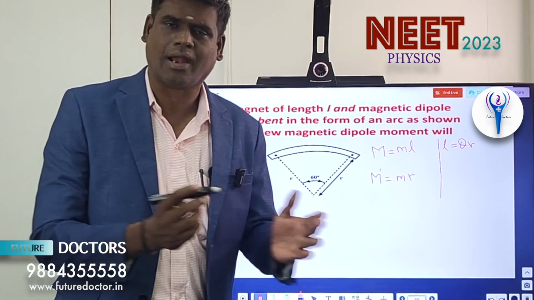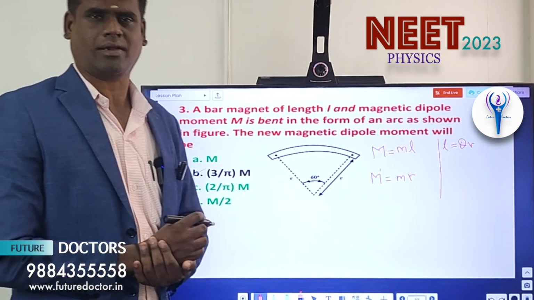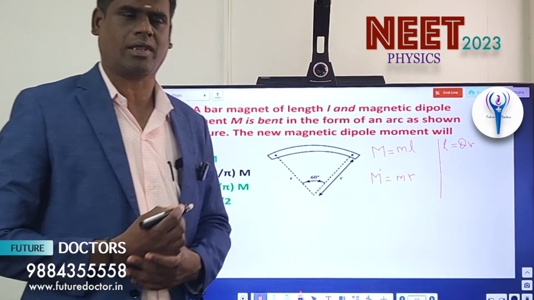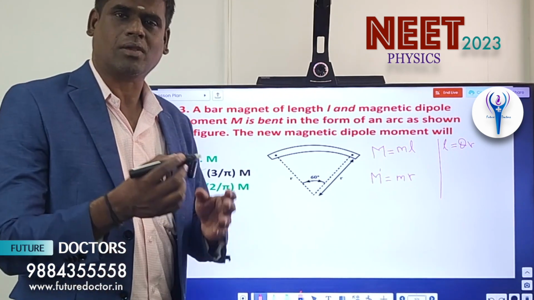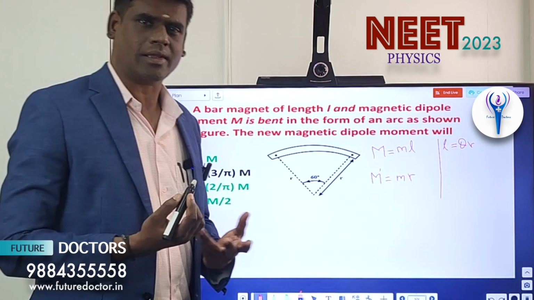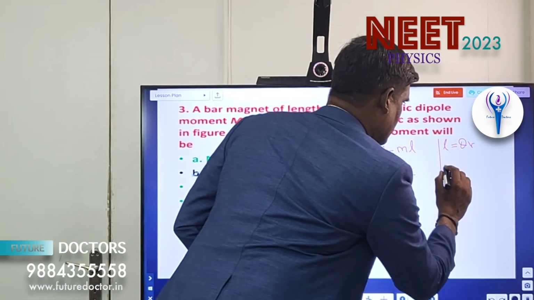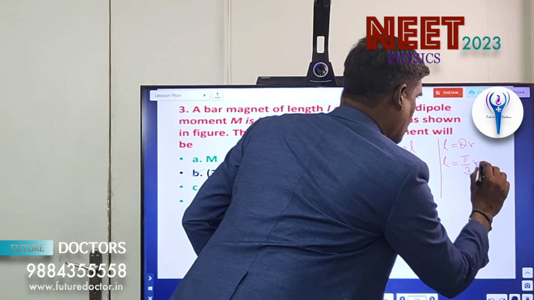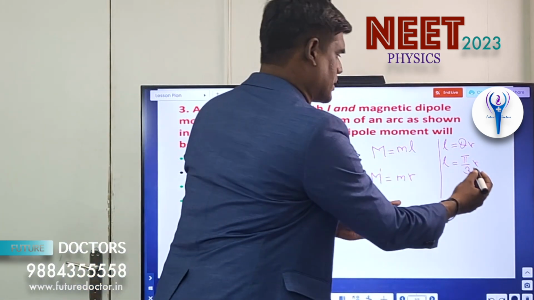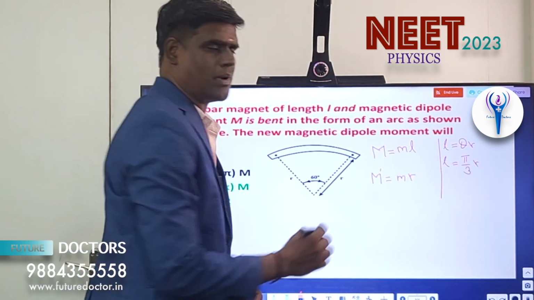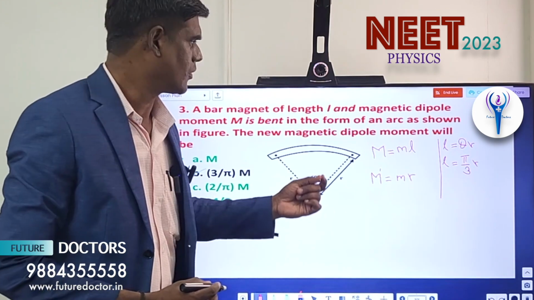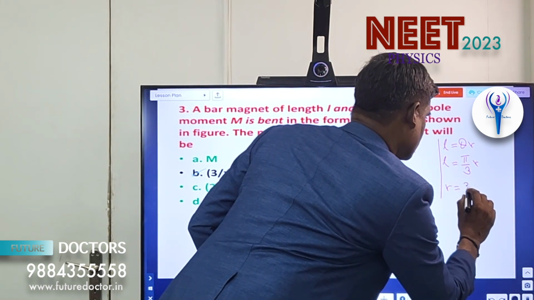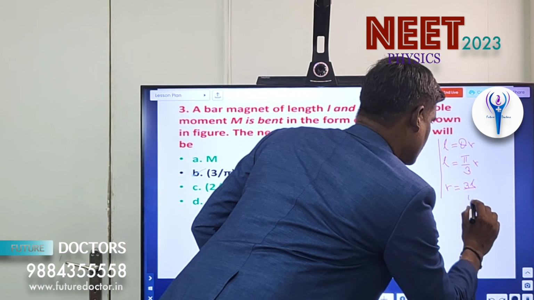What's the relation between degree and radian? Pi radian equal to 180 degree. Then 1 degree equal to pi by 180. Then 60 degree equal to pi by 180 into 60. 60 by 180 gets cancelled, giving pi by 3. So l equal to pi by 3 into R. From that R equal to, because we are going to substitute this R here, l equal to pi by 3 R, so R equal to 3 l by pi.